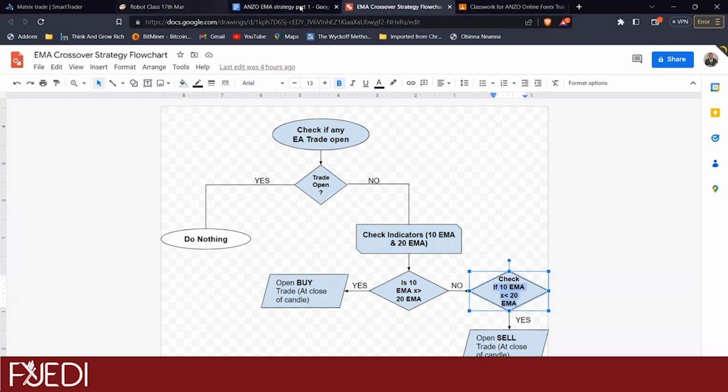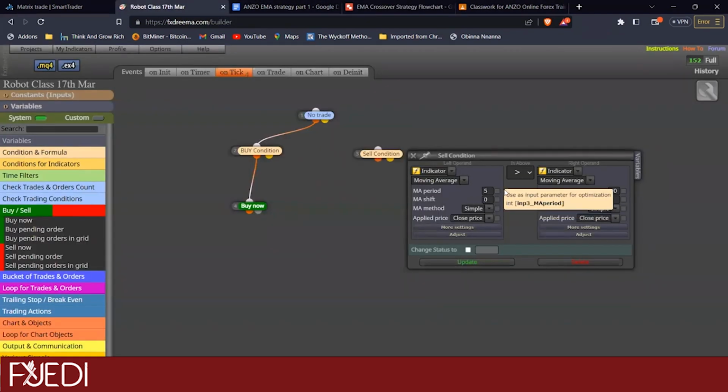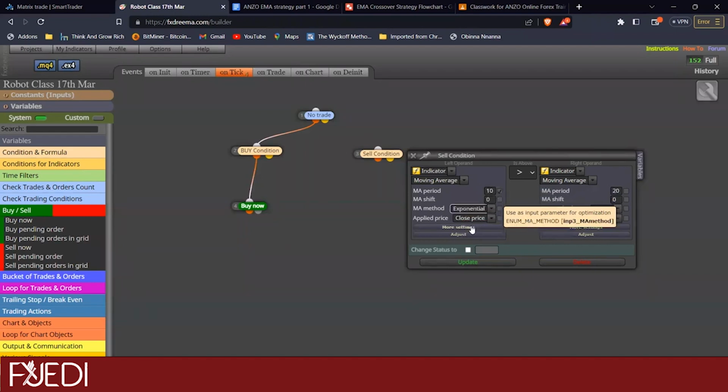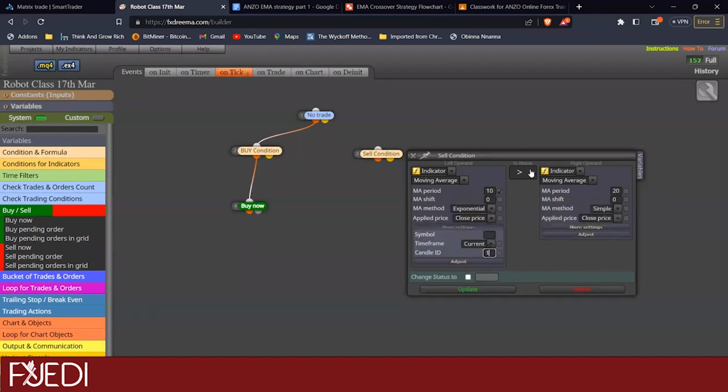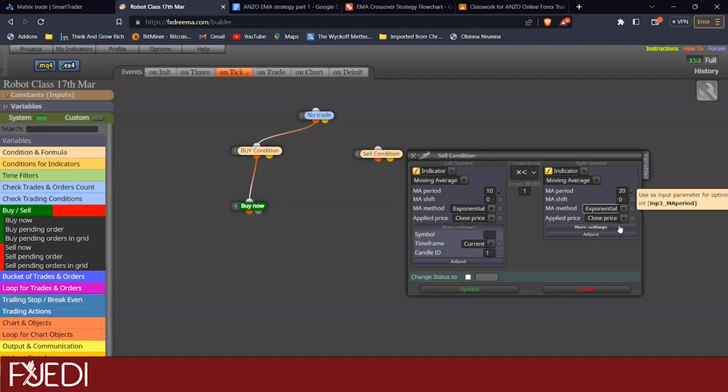So we go back to our FX Dreamer. We're going to make this 10, right? We'll check that. Make sure we're looking at the exponential moving average, the close price, and then we'll look at candle ID 1. If the sell condition is if the 10-period moving average crosses below, so we're going to take X less than the 20-period exponential moving average, and we'll also make sure we're looking at candle ID 1, right?